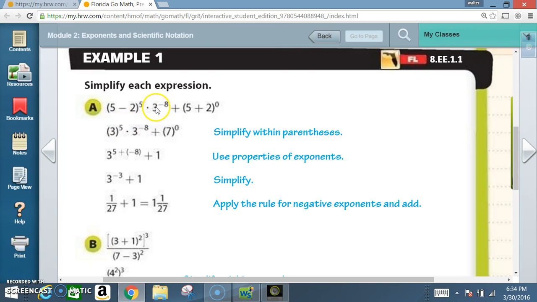We bring down the 3 to the negative 8. Don't forget that times sign that's in between there. All right, now 5 plus 2, that's 7. So now you have 7 to the 0 power.